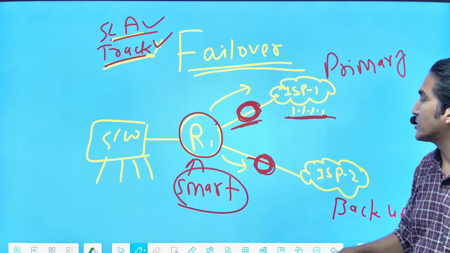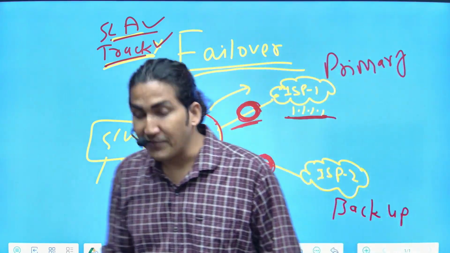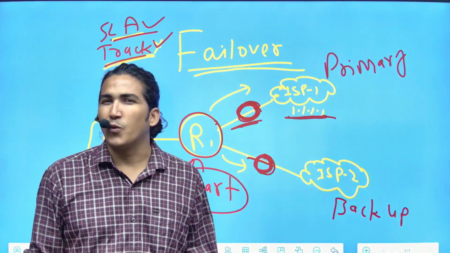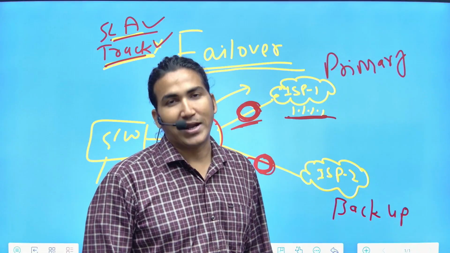This particular thing is called a smart failover, which we are using in today's WAN technologies, in SD-WAN. SD-WAN is the future of WAN technology.